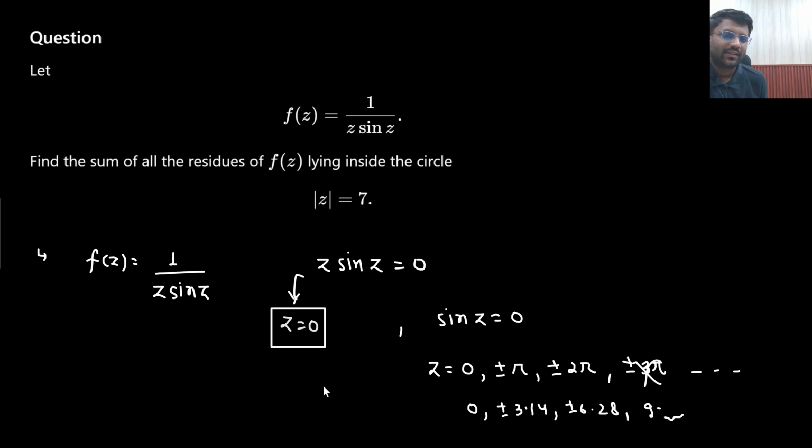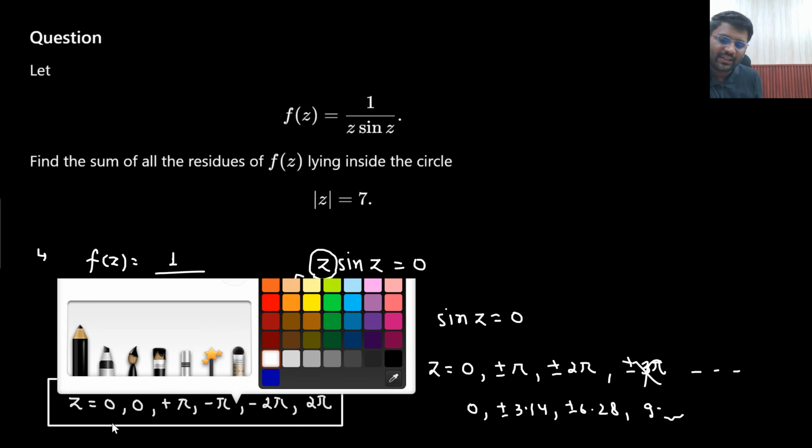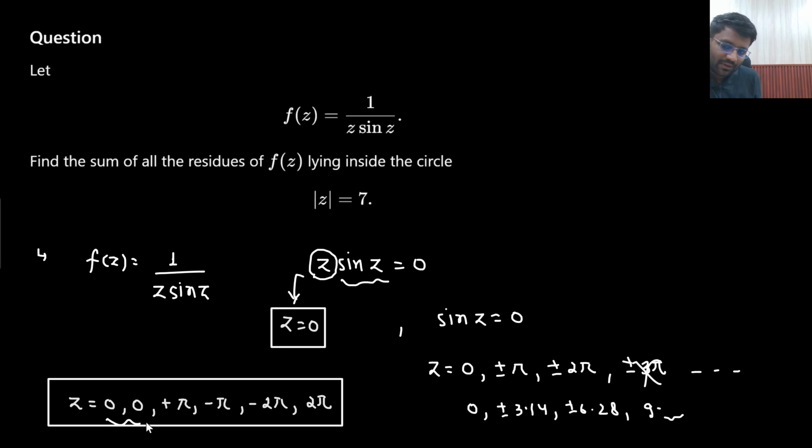But did you notice one thing? Z equals to 0 is coming twice. Z equals to 0, he is saying that I will create the problem here as well, and he is saying that I will create the problem here as well. Z equals to 0. That means your poles are 0, 0, plus pi, minus pi, minus 2 pi, and plus 2 pi. These are your poles. But this Z equals to 0 is actually a repeated pole or multiple pole. Say yes or no. Z equals to 0 is a repeated pole, right?